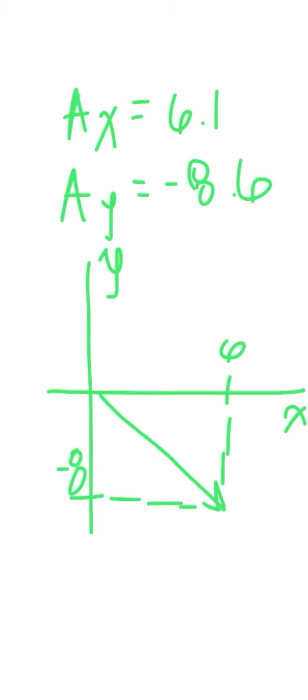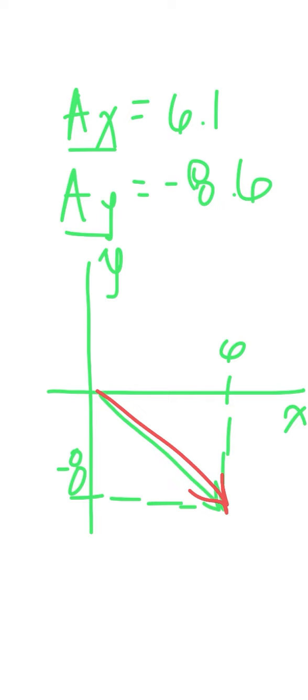So for this question, we have to find the angle measured counterclockwise from the x-axis to the vector. So we have that AX equals positive 6.1 and AY equals negative 8.6. So here we have the vector A at approximately 6.1 and approximately negative 8.6.